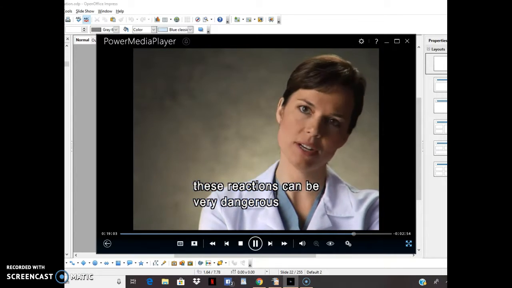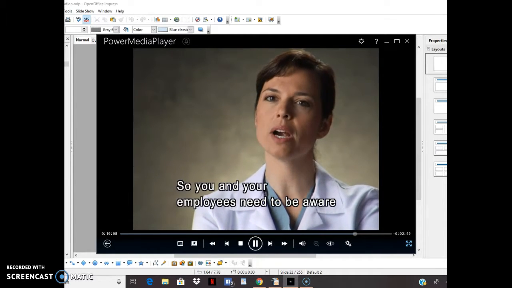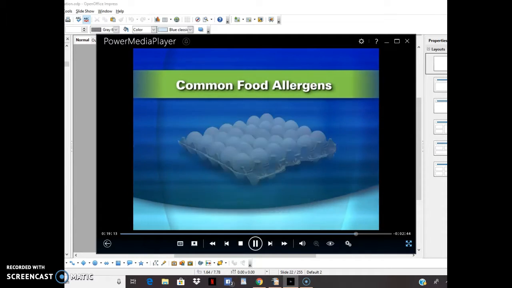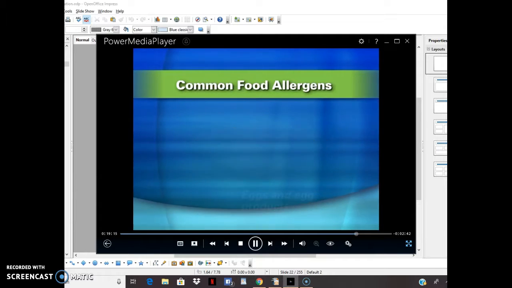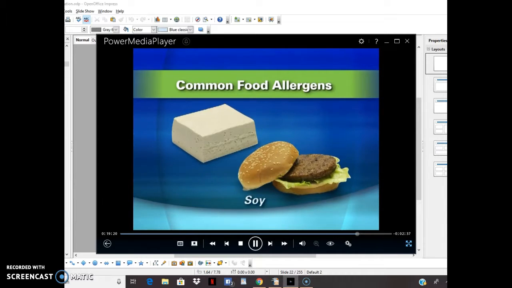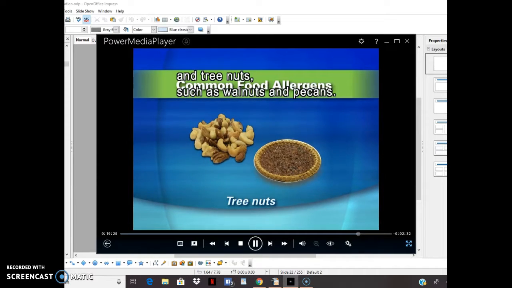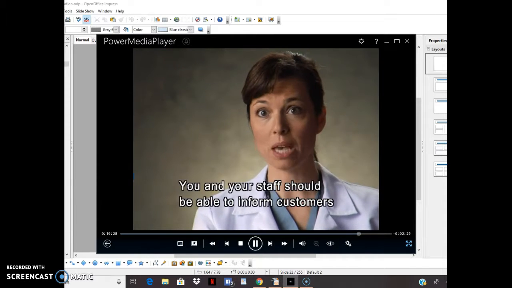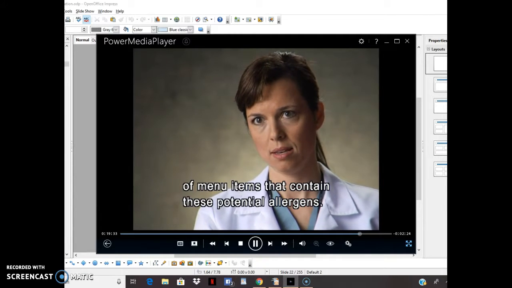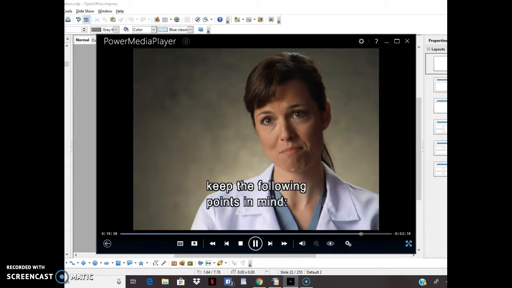These reactions can be very dangerous to your customers with food allergies, so you and your employees need to be aware of the most common food allergens, including milk and dairy products, eggs and egg products, fish, shellfish, wheat, soy and soy products, peanuts, and tree nuts such as walnuts and pecans. You and your staff should be able to inform customers of menu items that contain these potential allergens. To help customers with allergies enjoy a safe meal at your establishment, keep the following points in mind.